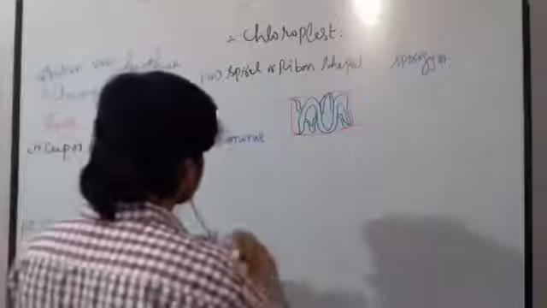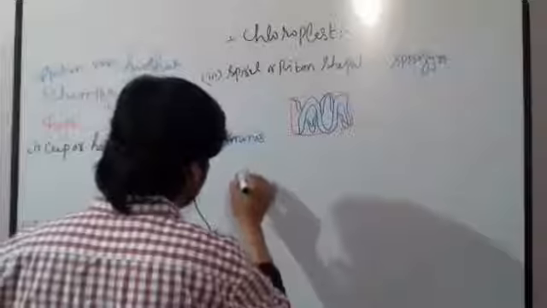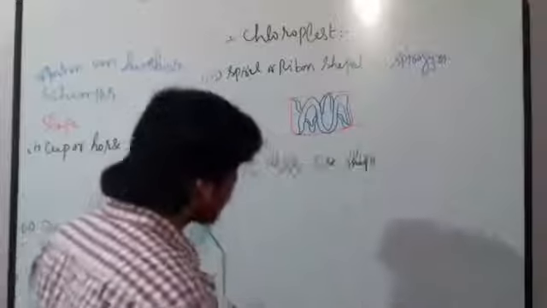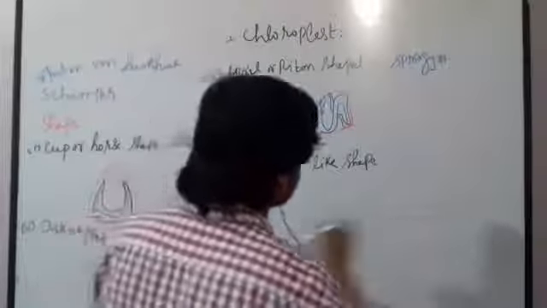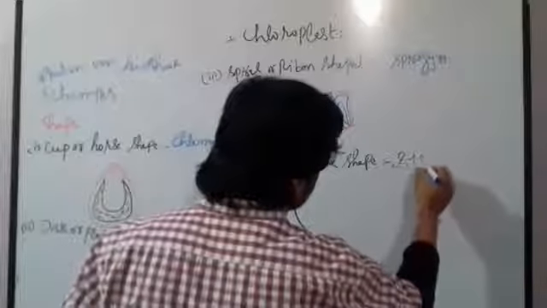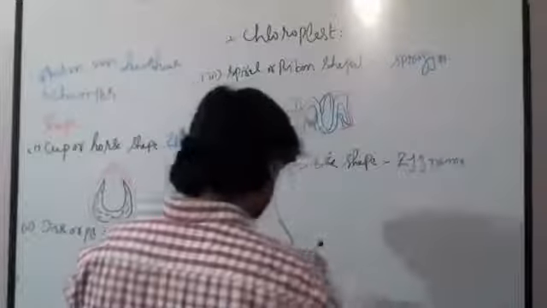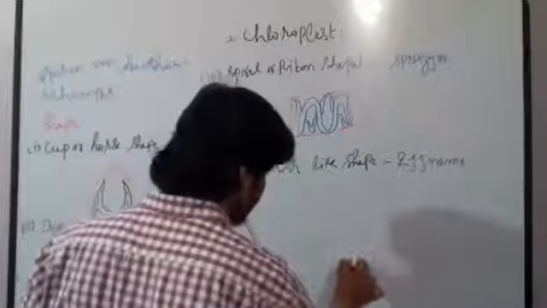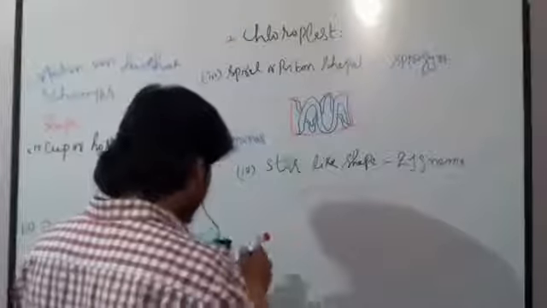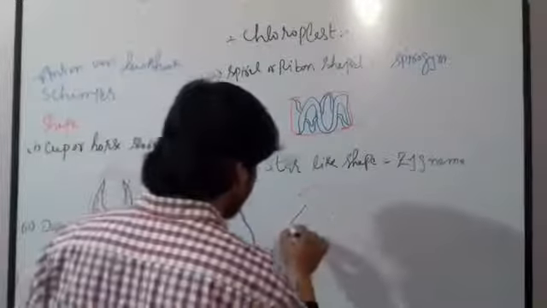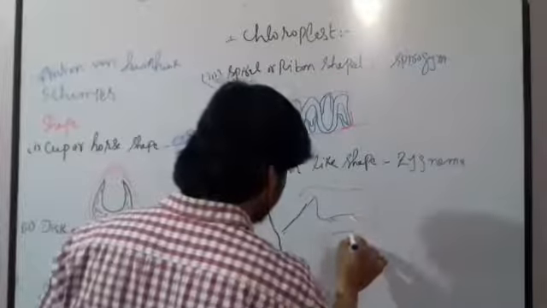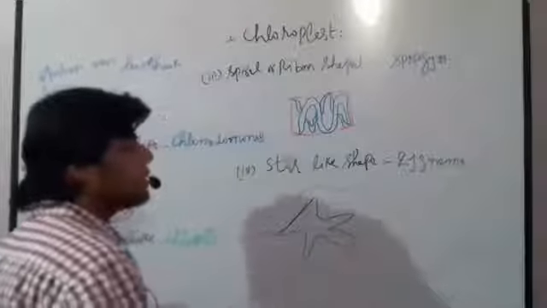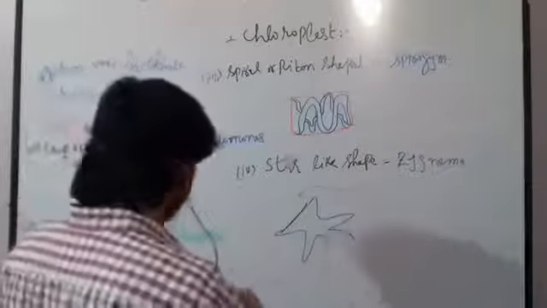Now the fourth shape of the chloroplast is a star-like shape. This star-like shaped chloroplast will be present in Zygnema. Let's suppose this is the cell of Zygnema, so the chloroplast in this case will look like a star form, just like this. Okay, so this is the chloroplast of Zygnema. Next we have another chloroplast.